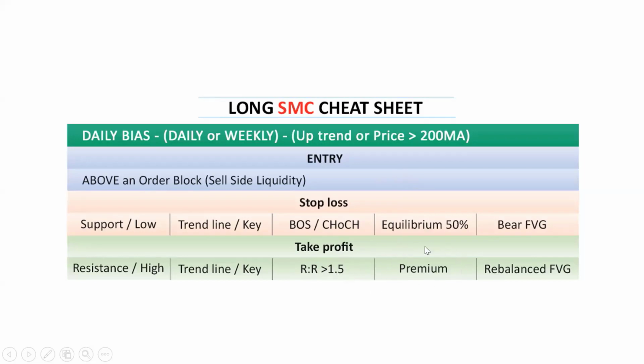Premium levels. So make sure you base your take profits on premium levels, on when you place your Gann box and your Fibonacci and the market turns up. And then rebalance fair value gaps. You want the fair value gap to close, to rebalance, to create that level of efficiency. And then the market will most likely turn back down or go back up.